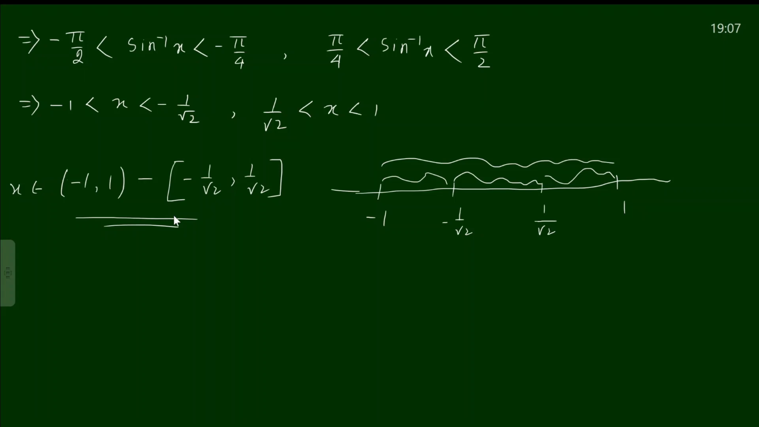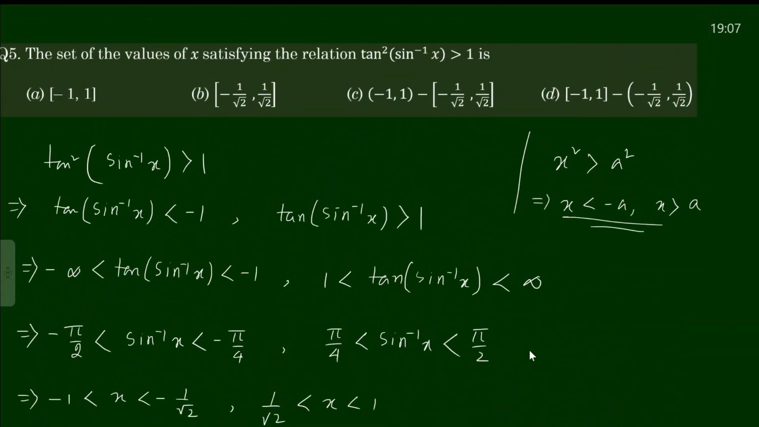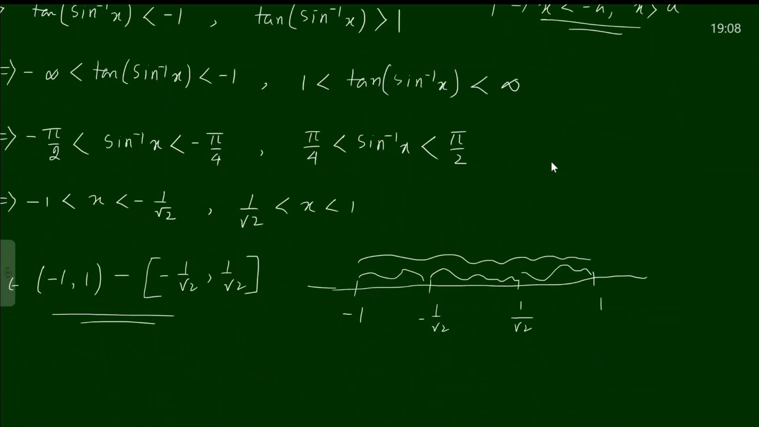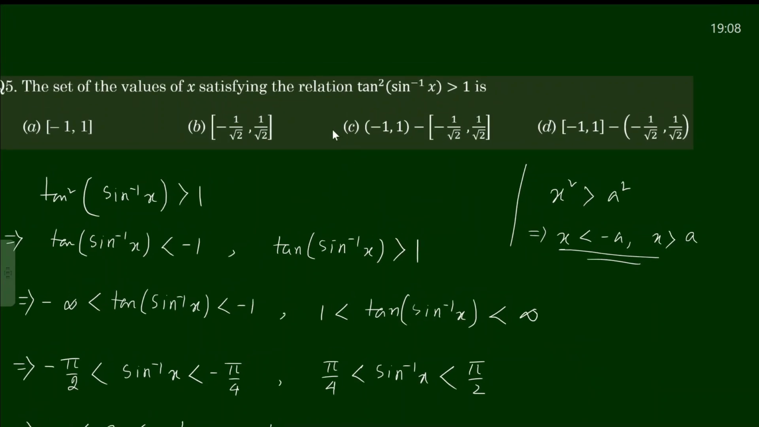Okay, so I think this option is in the question: minus 1 to 1, minus the interval from minus 1 by root 2 up to plus 1 by root 2. You see here, this is the solution. And so our option number 3, option C, is the correct option we obtained here.